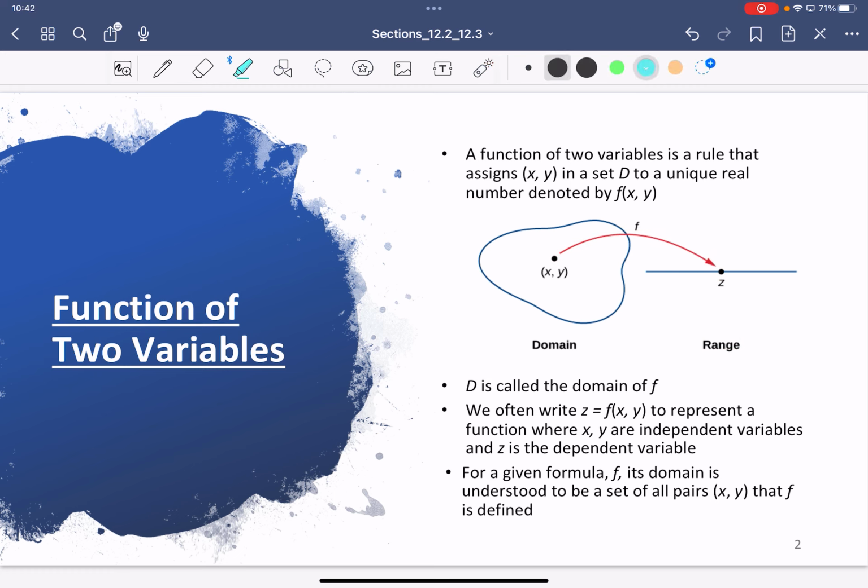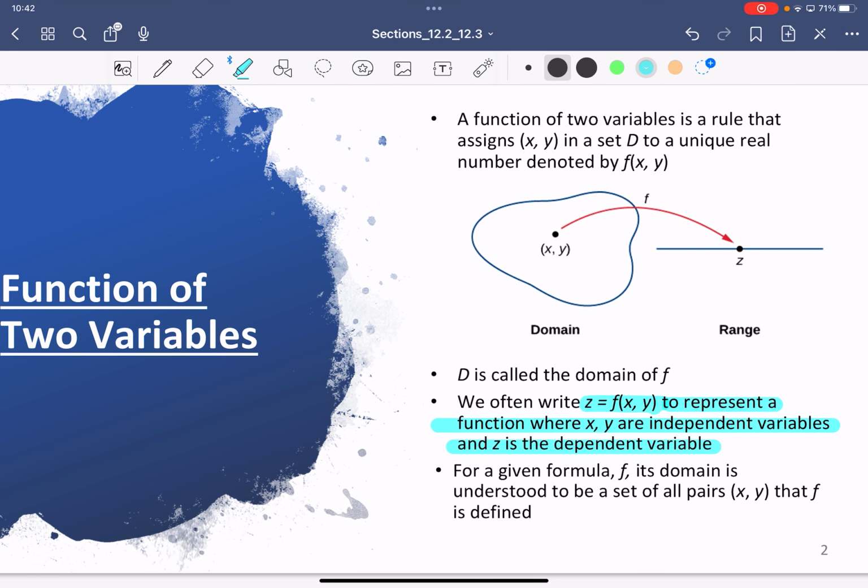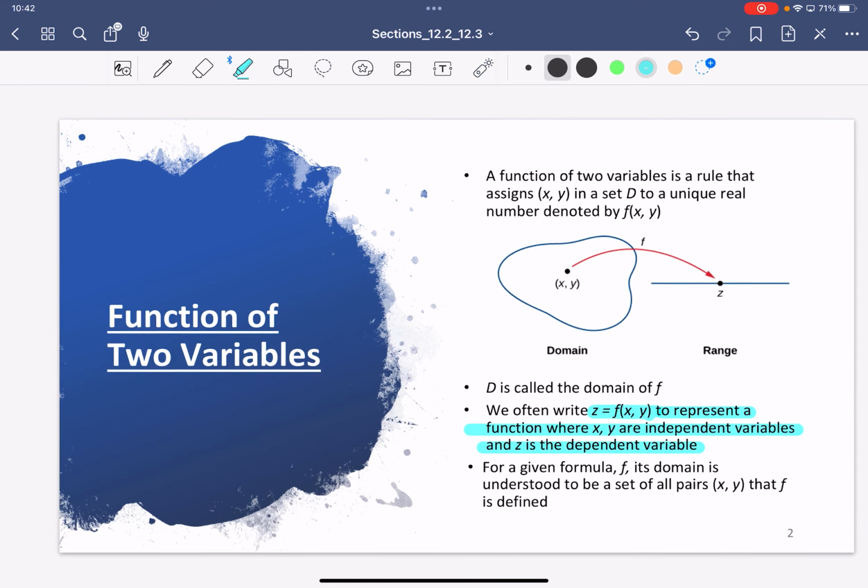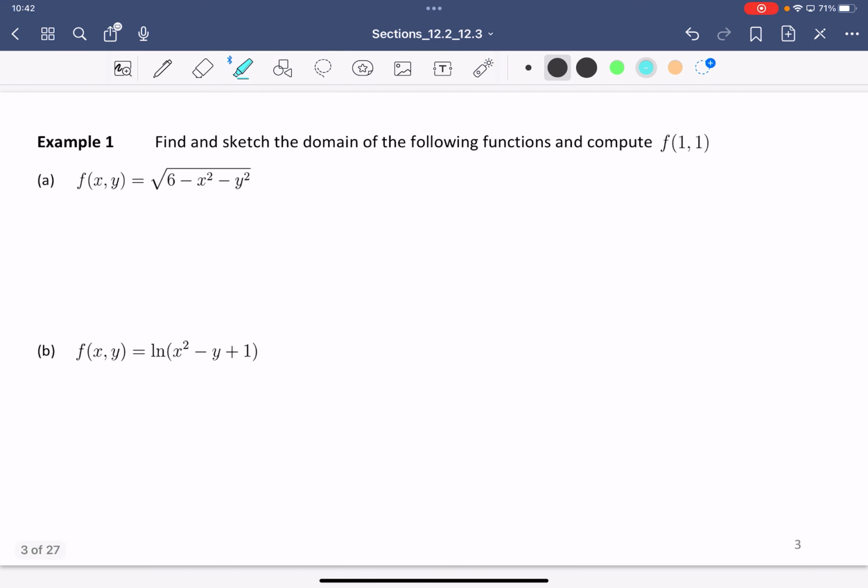Usually we use the notation c equal to f(x,y) to represent a function of two variables. Keep in mind that x and y are independent variables, and c is the dependent variable. Okay, so let's take a look at an example first.